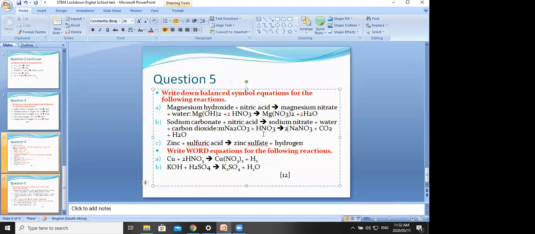Is it balancing? Let's calculate. No, it's not balancing. So let us balance it. So now we have 6 NO3, so that means here we'll need another 2 here. And then we have 2 hydrogen, so everything is balancing now. Are you aware?